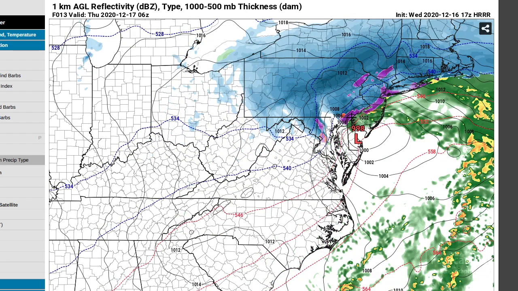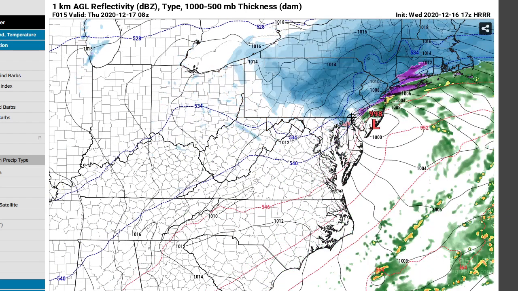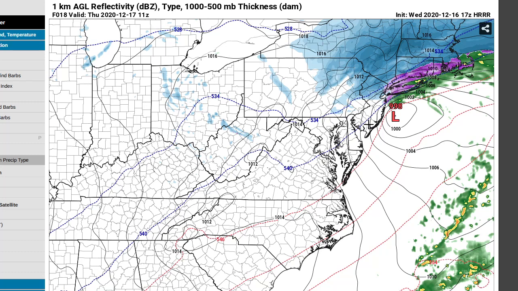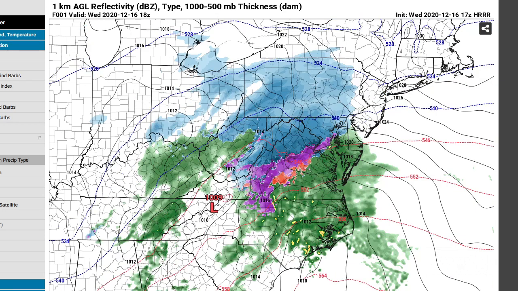So moving forward, you can see that low tracking up through New Jersey overnight and ending up around Long Island around dawn. Now, the other thing we're going to be watching for is very strong winds. You can see the gradient really tightening up there around dawn. And we don't have charts past 18 hours.